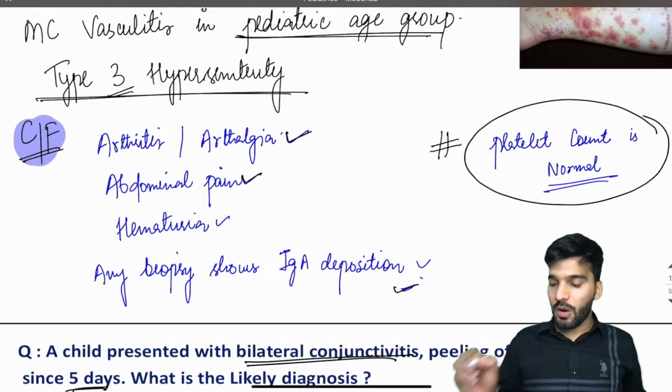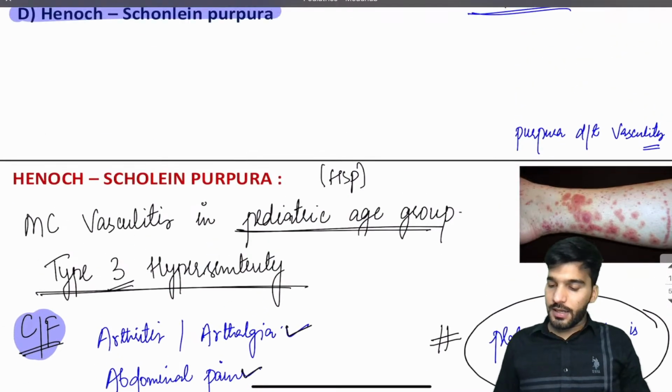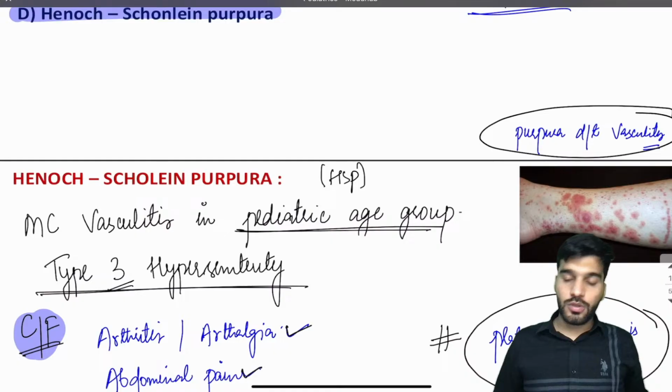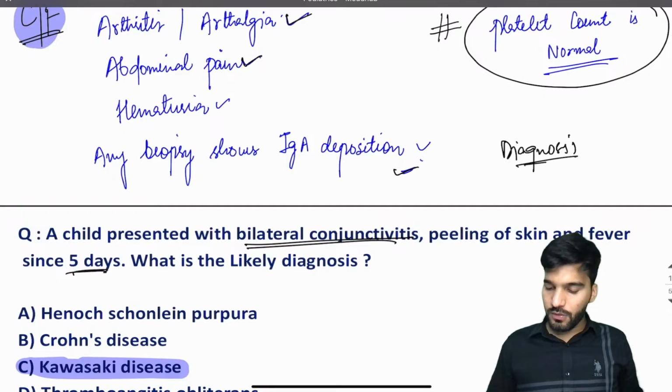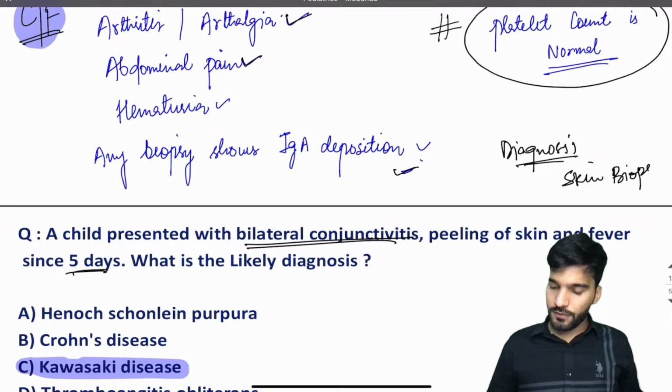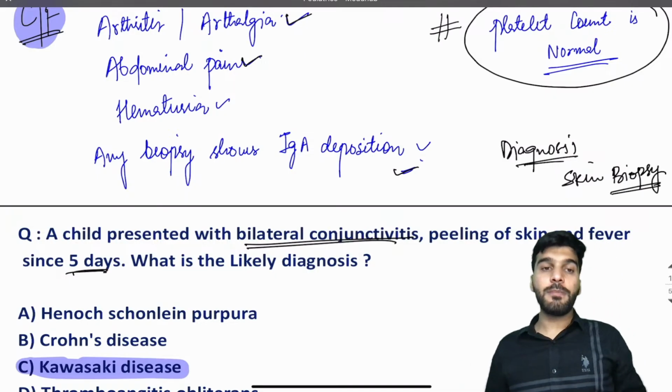Remember, the platelet count is normal, and the purpura here is due to the vasculitis. What is used for the diagnosis? For the diagnosis, we go for skin biopsy. Please do check the image of the skin biopsy: IgA deposition in the dermal papillae.